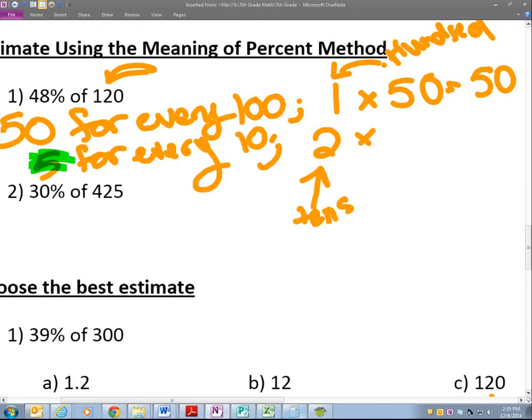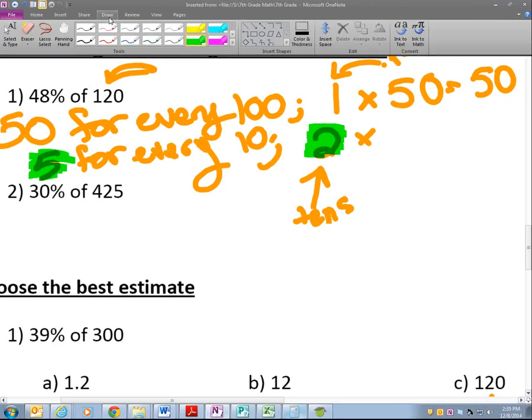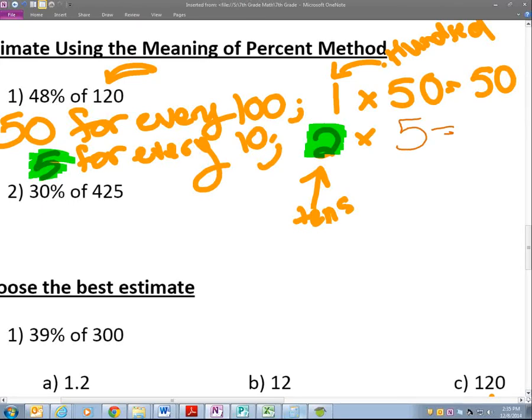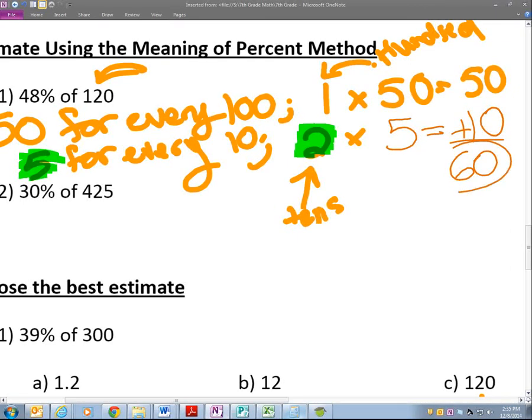There's 5 for every 10. And this here is how many 10s there are. And to put that elsewhere, 5 here. So we have 10. I'm going to add these two together. I'm going to get 60. And that's going to be what my answer is.